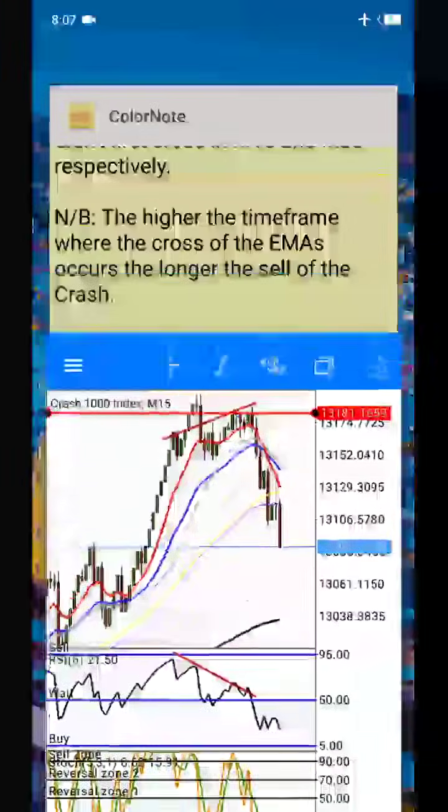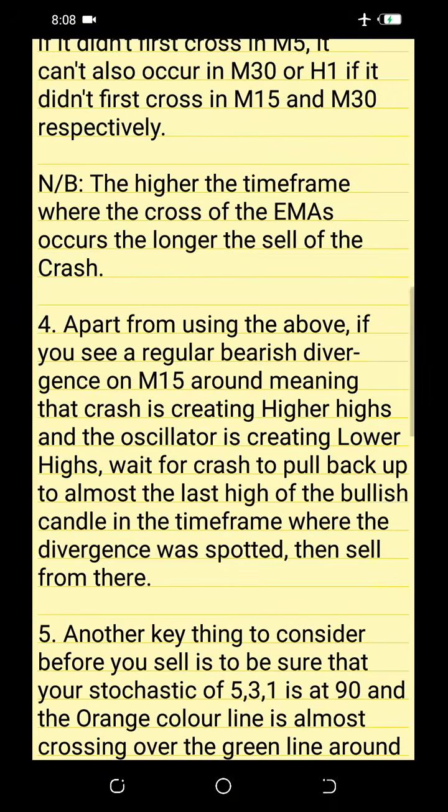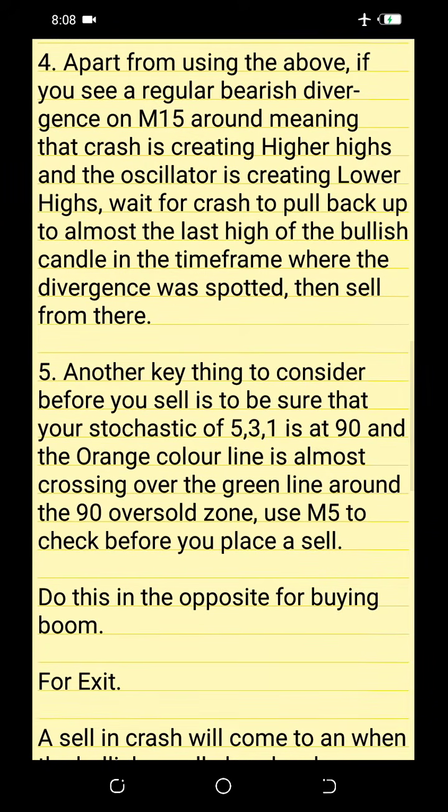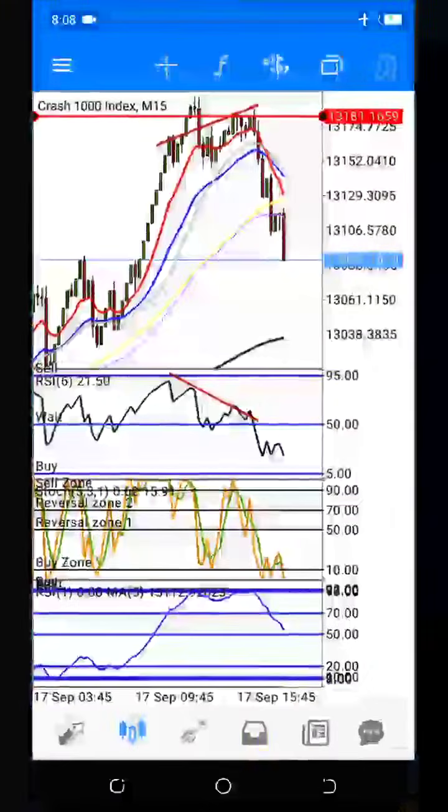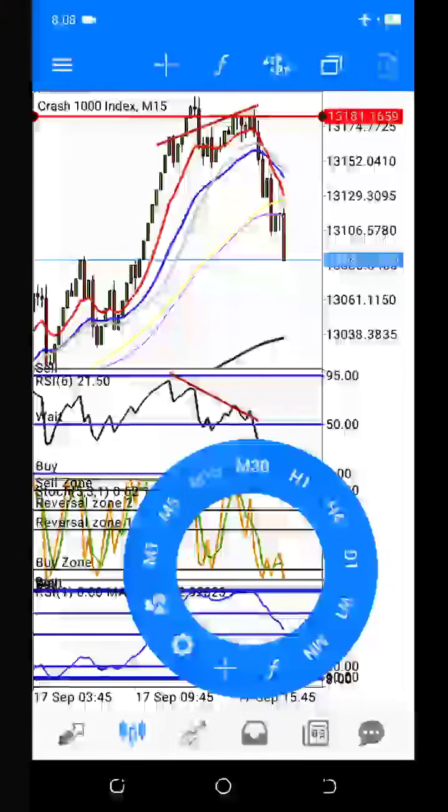Okay. So we're working on the checklist, what you need to check gradually before you take a trade. Don't just jump into the market because you see crash is selling or boom is buying. There are positions where you will get into and get trapped. Number 5, another key thing to consider before you sell is to be sure that your stochastic of 5-3-1 is at 90 and the orange line is almost crossing over the green line around the 90 overbought zone. Use M5 to check before you place the sell.